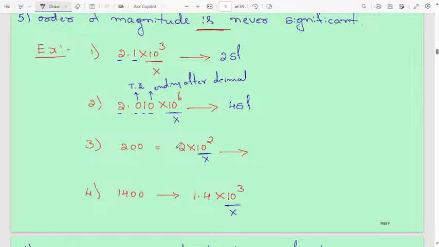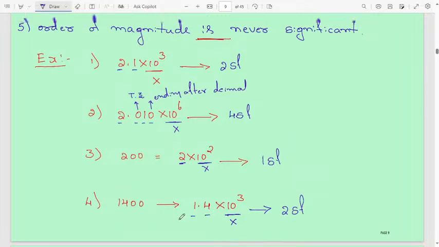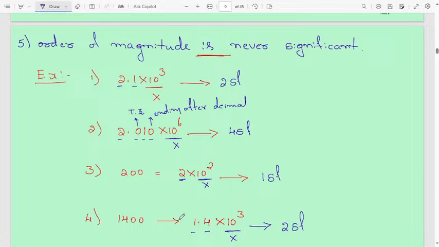Then 200 we can write as 2 into 10 to the power of 2. Then this 2 is significant. Only one significant figure you have. Then 1400 we can write as 1.4 into 10 to the power of 3. 10 to the power of 3, the order of power is never significant. Then 1.4, here you have two significant figures, 1 2. Okay, understood? The fifth rule tells us order of magnitude is never significant. When you have an order like this, it will never be significant.